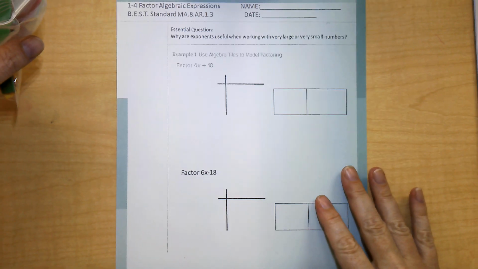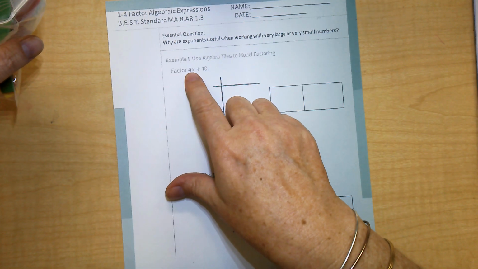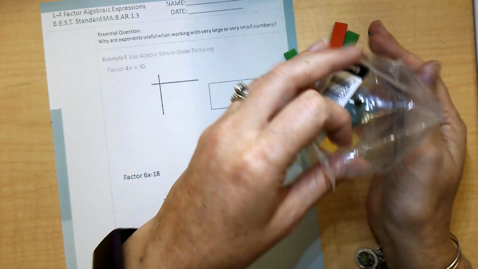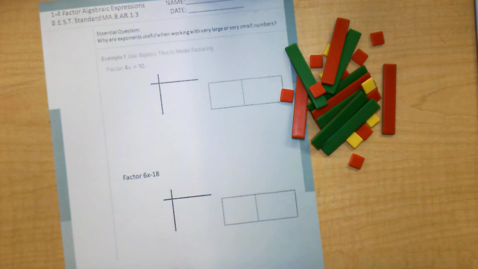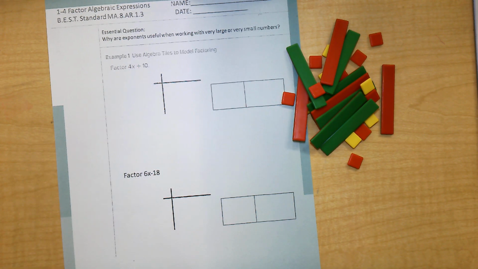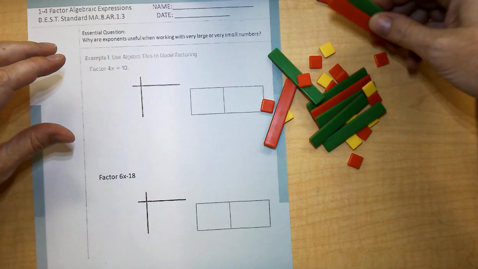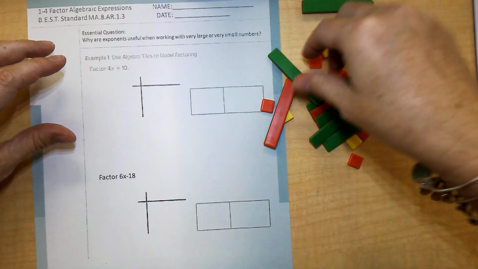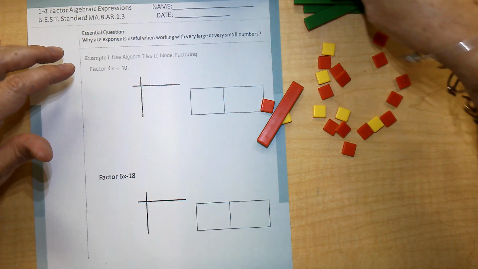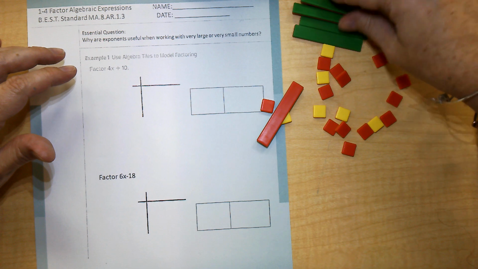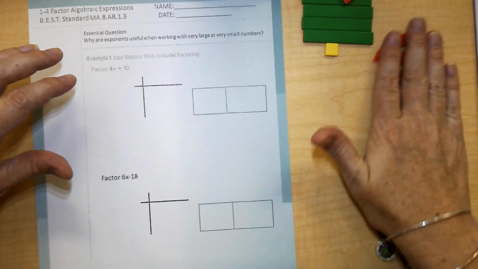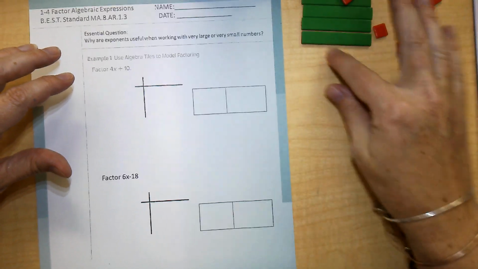So the first thing we're going to do is factor 4x plus 10. When you factor, you're trying to make as many even groups of your expression as possible. So remember, you will have 10 of these green bars and you will have 20 of the little yellow squares. Okay? A little yellow square, sorry. There we go.